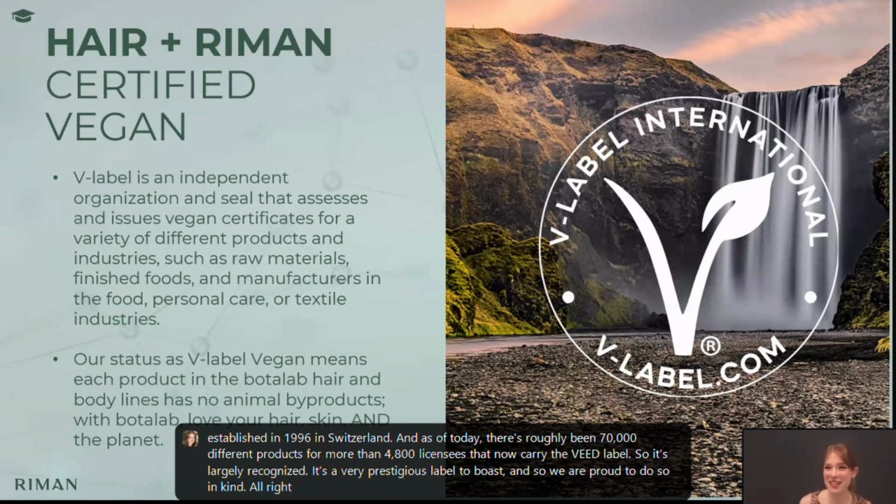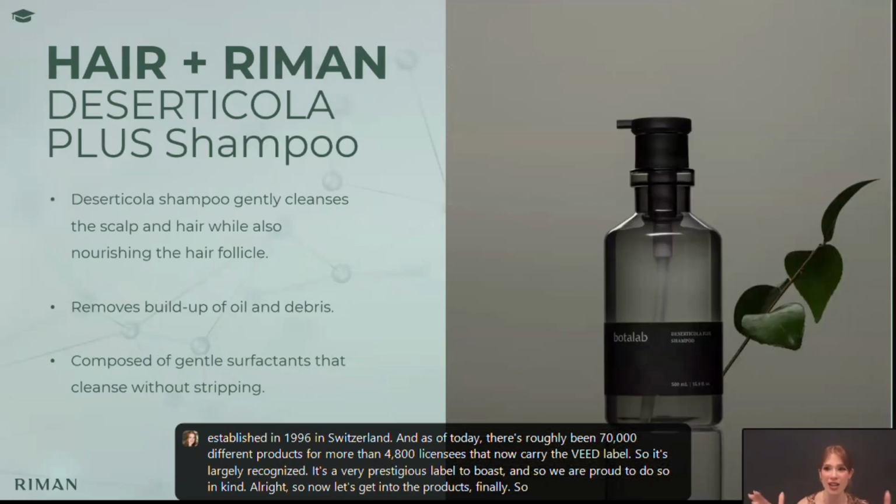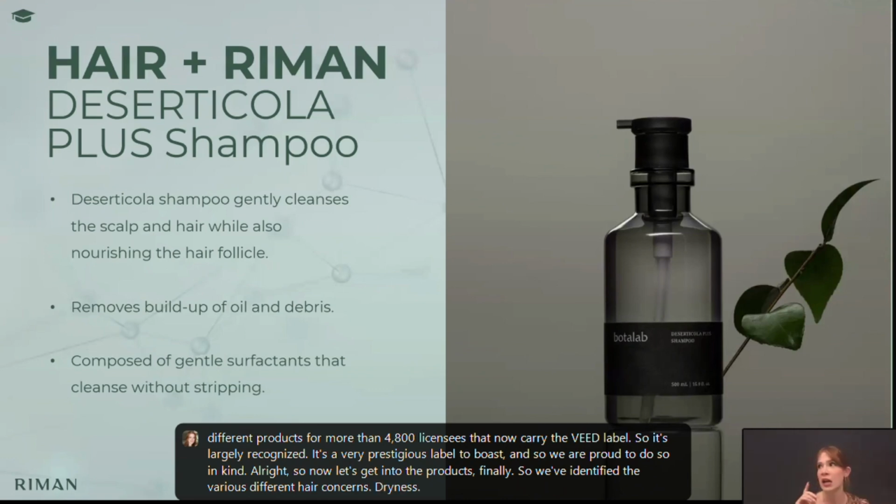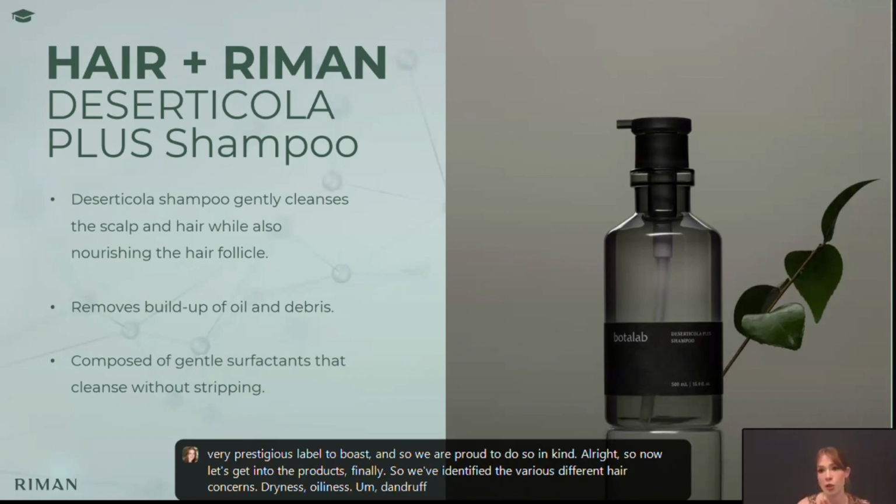All right, so now let's get into the products finally. So we've identified the various different hair concerns: dryness, oiliness, dandruff as well, and of course, cuticle damage.